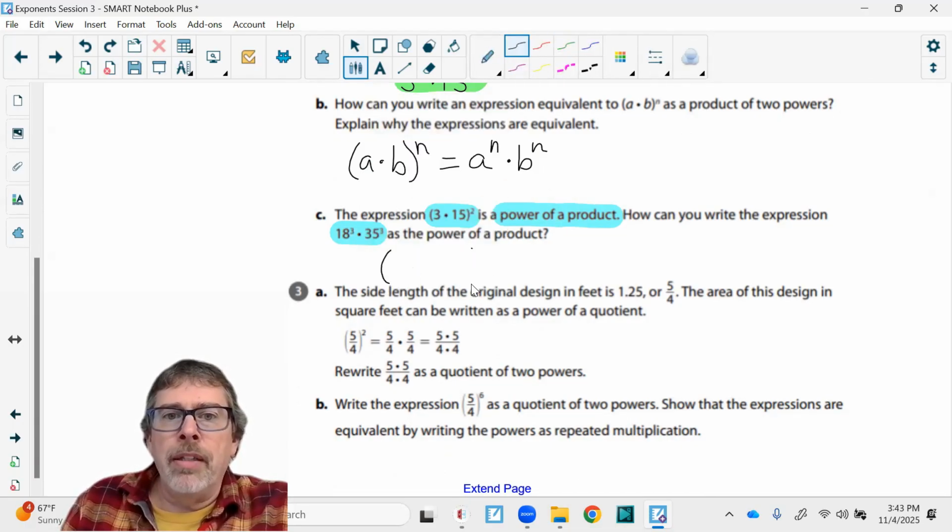So you want your parentheses and you want your multiplication point, and then you just put your two bases in here. So here's 18 and here's 35. And we can do this when the powers are the same and they're both 3. And that 3 would go outside here.